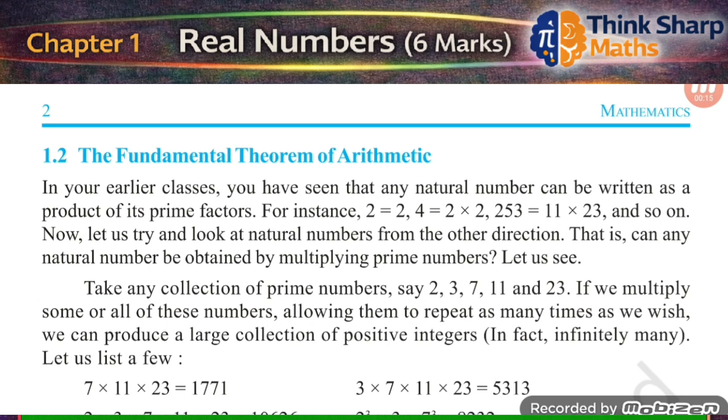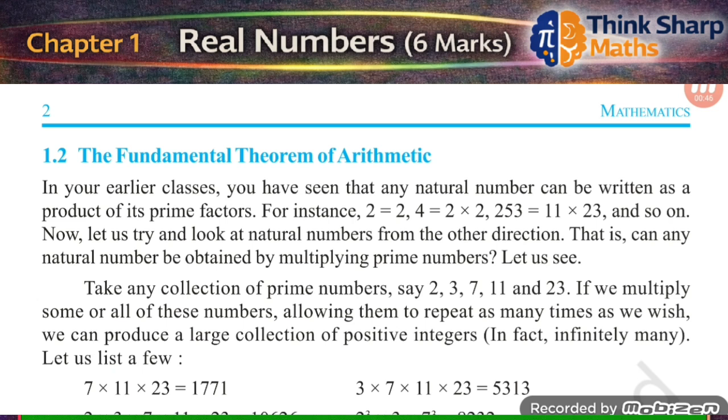In your earlier classes, you have seen that any natural number can be written as a product of its prime factors. Here it is written "any natural number." So one small error is here. It should not be "any natural number," because then 1 should also come here, right? But 1 is not a prime number, so 1 you can't write in the form of prime factors. So it should say every composite number.